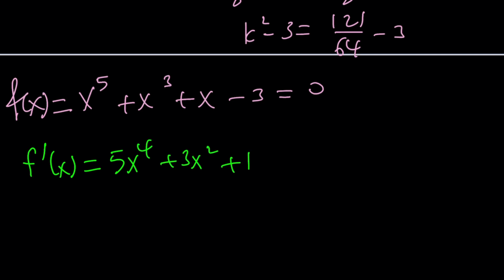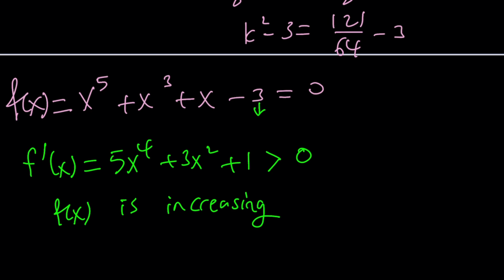The derivative of a constant is 0 because it's rate of change. So constants do not change. Make sense? So what does this derivative tell you? It should tell you a story. First of all, notice that the derivative is always positive, which means f of x is increasing all the time. What's that supposed to mean? It means it can only intersect the x-axis at one point. So there's only one real solution, and that is x equals 1.